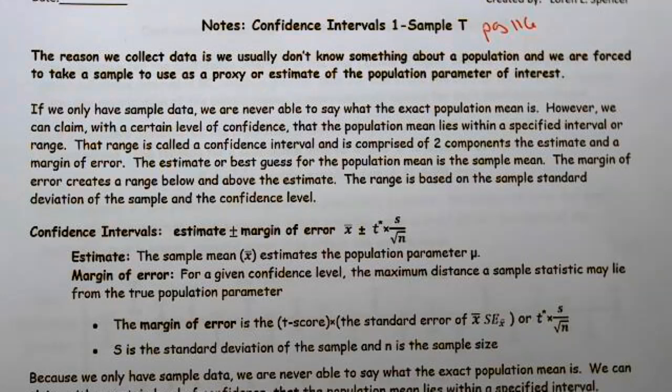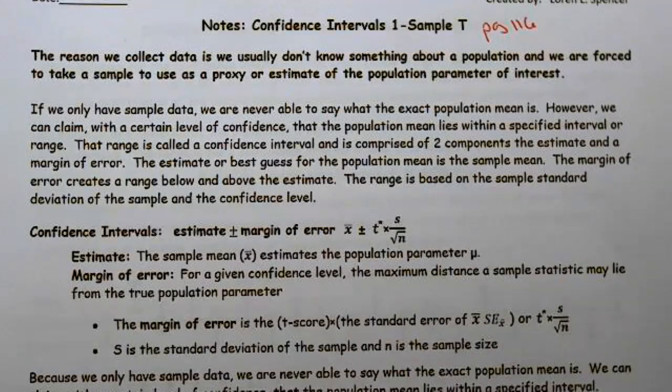So basically a confidence interval says, hey, we really don't know what the population mean is. So we're going to take a sample and we're going to get a sample mean, and that sample mean is the estimate of our population mean. But the question is, well, how good of an estimate? Well, that's what a confidence interval tells us.